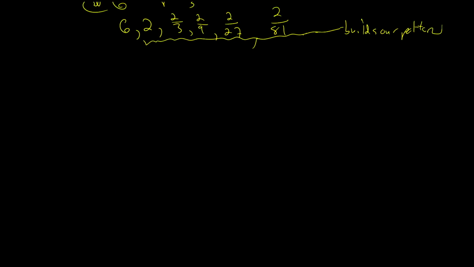Geometric sequences actually appear quite often. In statistics, we'll learn about a geometric series which comes about because of geometric sequences. And we can find a nth term by using the formula that a sub n equals a sub 1 times r to the power of n minus 1.